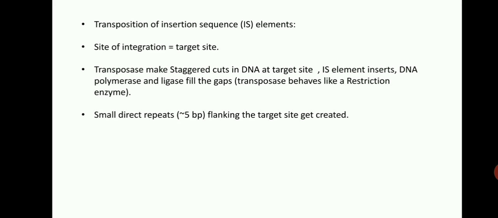So let's see the features of this IS element. Transposition of an IS element requires a site of integration, that is, the target site. The transposase makes a staggered cut in DNA at the target site and then the IS element inserts. The DNA polymerase and ligase then fill the gaps; the transposase behaves like a restriction enzyme here, that is, it cuts the DNA segment. About 5 base pairs of small direct repeats flanking the target site get created.